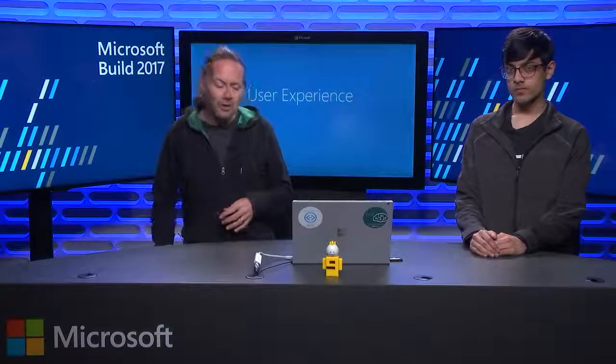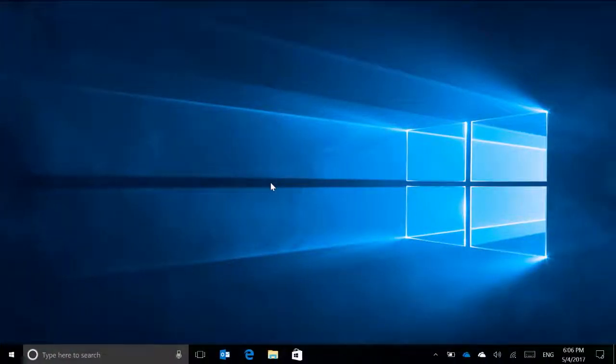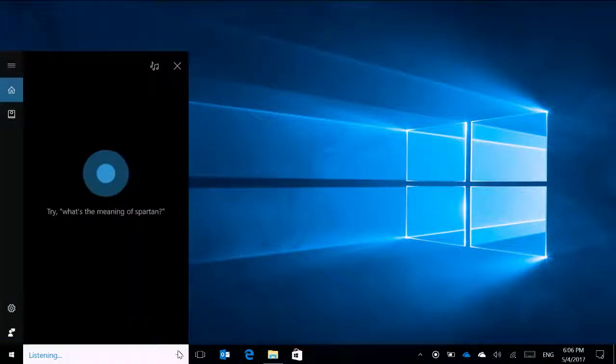So let's have a quick look at that user experience here. I'm going to invoke the Domino's skill. Hey Cortana, ask Domino's to order me a pizza.